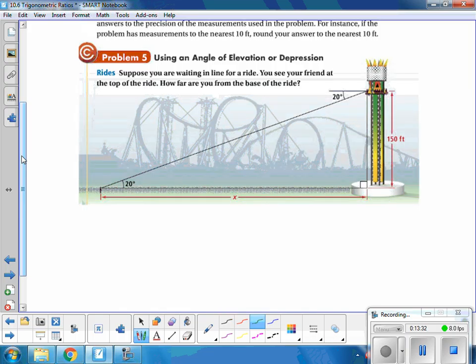Let's see, what do I know? I know the height of the ride is 150. I know my angle is 20 degrees, and I'm trying to find the distance. I know my opposite and my adjacent, so this is a TOA situation, this is totally tangent. So I'm going to do my tangent, and I know it's 20 degrees, and my ratio is going to be the 150 over x, what I'm trying to find.